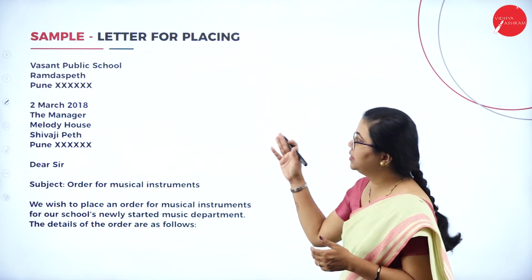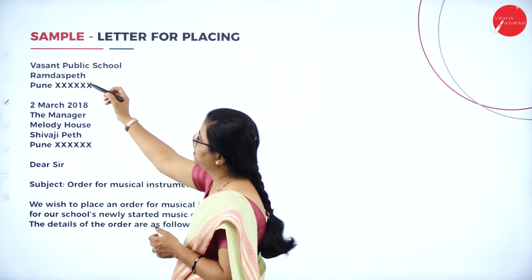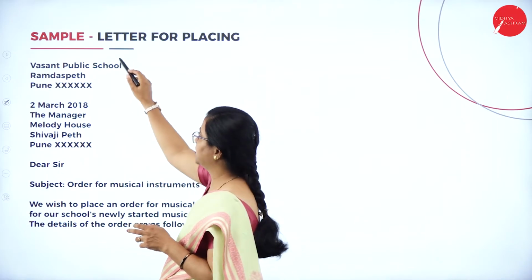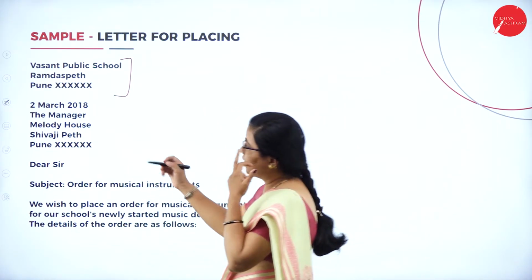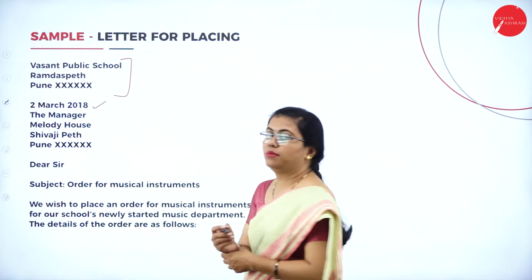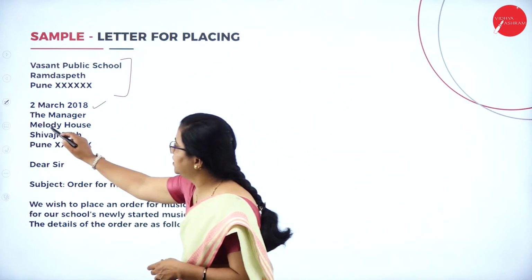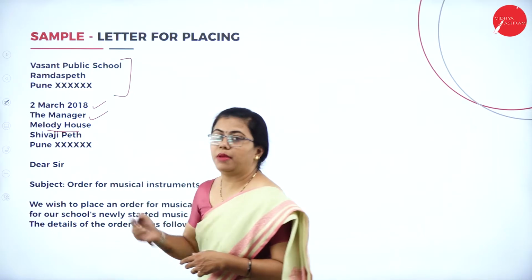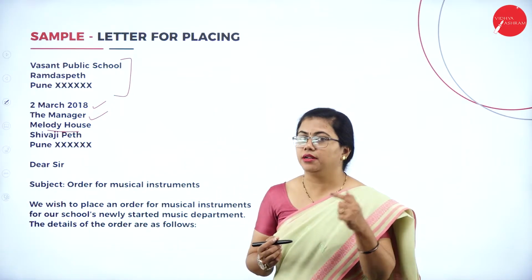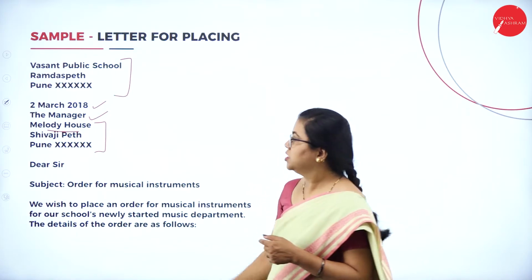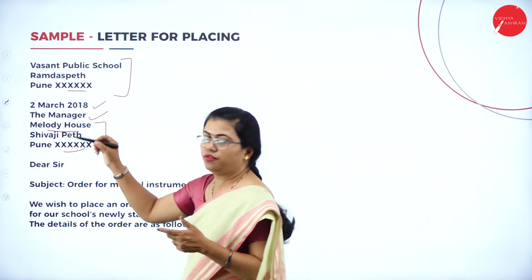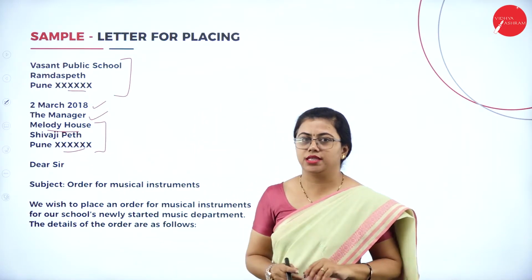Here also the same thing. Here, Vasant Public School, Ramdaspet, Pune is the sender's address, like I am writing that letter. Then comes the date, then I am writing to the company, The Melody House, and to the manager. The designation is written, then the address of the recipient is written here. I have not mentioned the pin code; if you want, you can mention it. If not, you can put XX only.